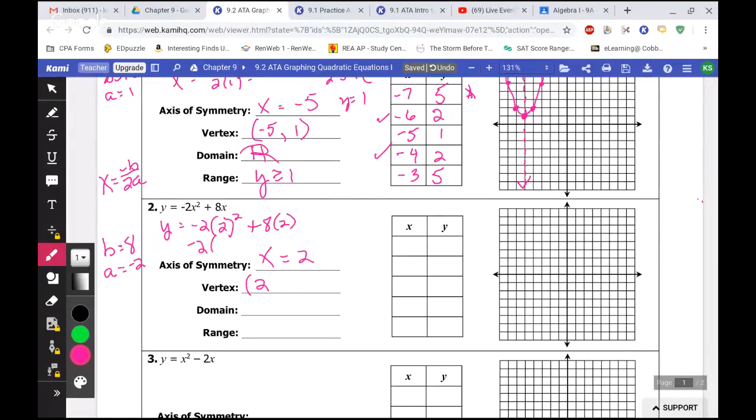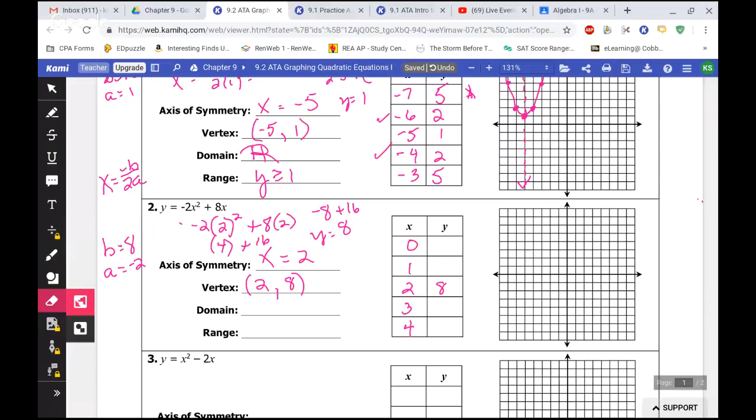So y equals -2 times 2 squared plus 8 times 2. So -2 times 4 plus 16. So -2 times 4 is -8 plus 16. So that's going to be 8. So the y coordinate for the vertex is 8. So we'll put that in the middle of our table. And then we're going to go down 2 from our x coordinate and up 2 from our x coordinate to fill in our table.